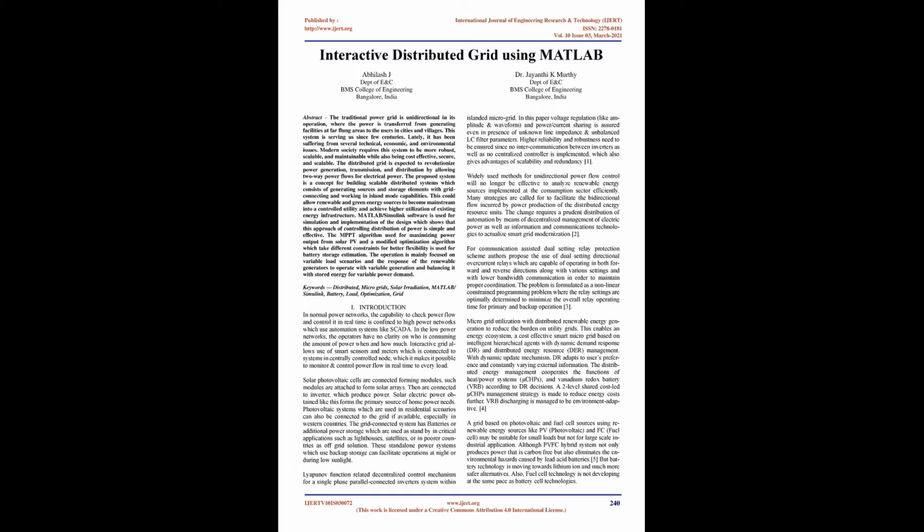Introduction. In normal power networks, the capability to check power flow and control it in real time is confined to high-power networks which use automation systems like SCADA. In the low-power networks, the operators have no clarity on who is consuming power, when, and how much. An interactive grid allows the use of smart sensors and meters connected to a centrally controlled node, which makes it possible to monitor and control power flow in real time to every load.